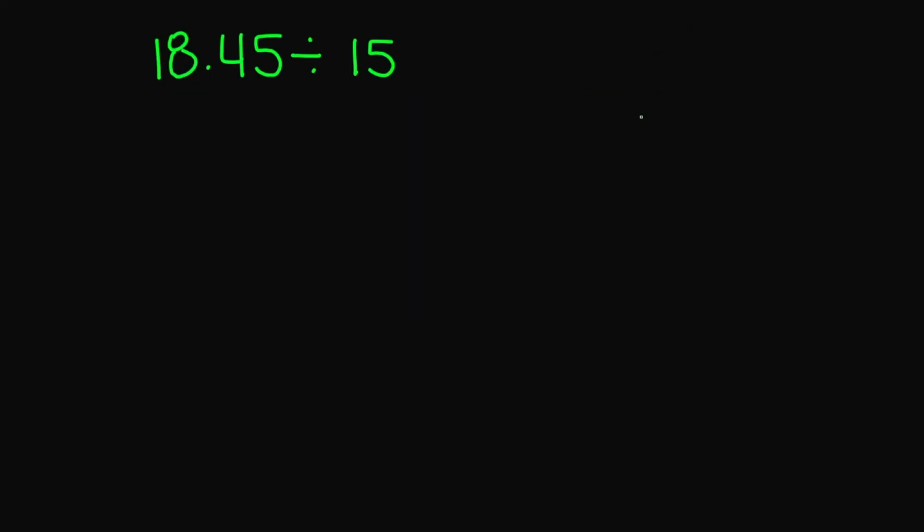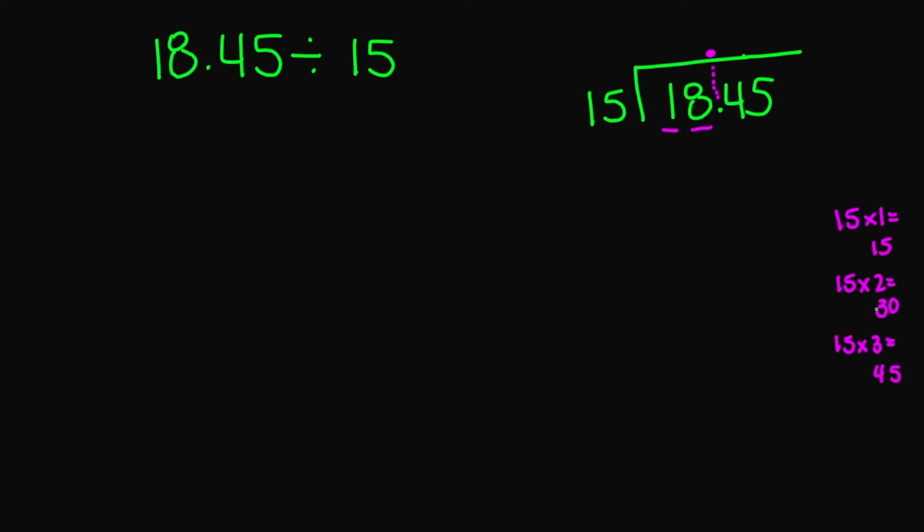Let's try this example, 18.45 divided by 15. I'm going to set up our division problem here. This is my dividend and my divisor is out here. My new decimal point is going to fall right here between the 8 and the 4. So now let's go ahead and divide. 15 goes into 1 how many times? It doesn't go, it's too small. What about 15 goes into 18? The closest number that I can use is going to be 15 times 1, which equals 15. So I'm going to write a 1 on top here.